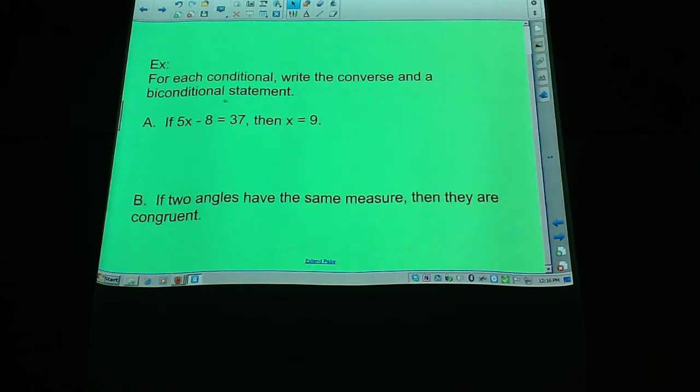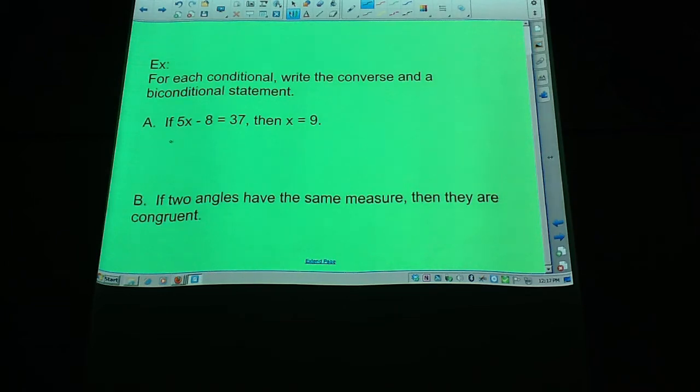Let's see, our example here is for each conditional, write the converse and the biconditional. So our first one says if 5x minus 8 equals 37, then x equals 9. Well, notice if we solve for x here, or if we just plugged in the 9, that would be 45 minus 8, which would be 37. So the only way that would make this true would be the 9.